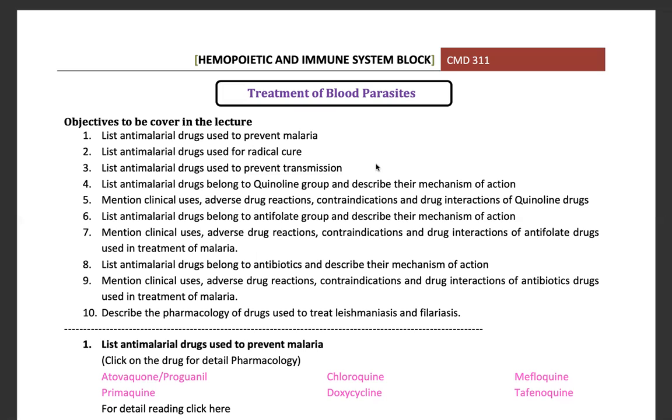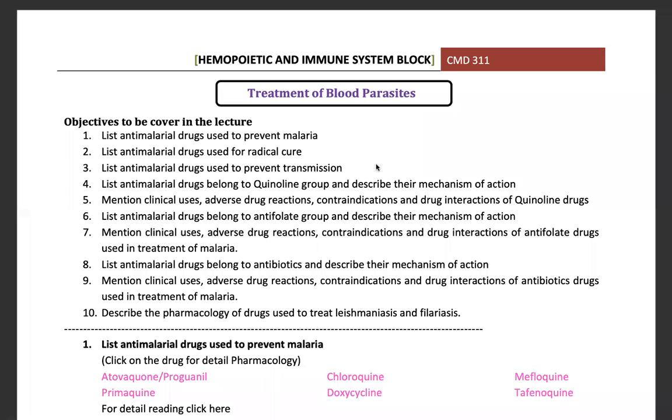So you should know the life cycle of malaria, what the signs and symptoms are, including leishmaniasis and filariasis.